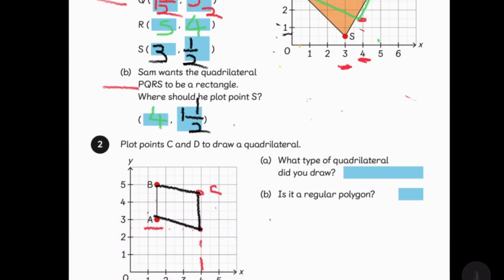Okay. Is it a regular polygon? Can we call it a regular polygon? If you know the definition of a regular polygon and irregular polygon, by that, if you see, this is not a regular polygon. Absolutely not. All right. So this is how you plot your coordinates and your points. Kindly remember the halves and fulls, and that is how you will be able to ace it.